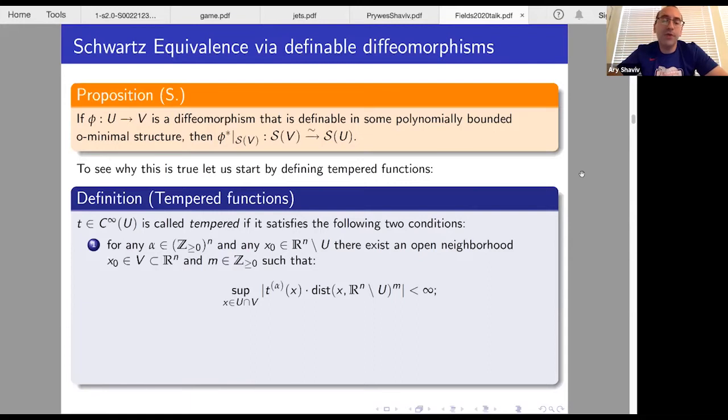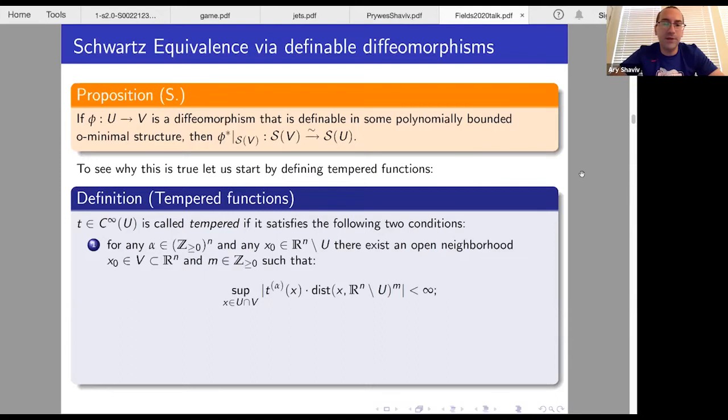So how should you think about it? You should think about a function that maybe explodes, goes to infinity, as you approach the boundary, but not too fast. Namely, we can find some polynomial in the distance to the boundary, some monomial, it's the same, such that if we multiply these things, it will be bounded. So it doesn't explode like an exponent as it approaches the boundary. And so this will be the first condition.